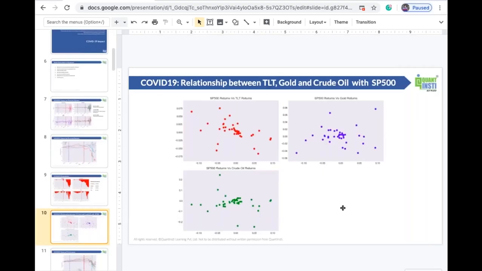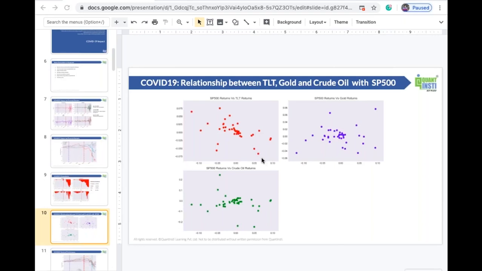So a scatter plot helps us understand the relationship between these instruments which we have. So this is S&P 500 with respect to TLT, which is this red scatter plot. And as you can see, it has a negative relationship.